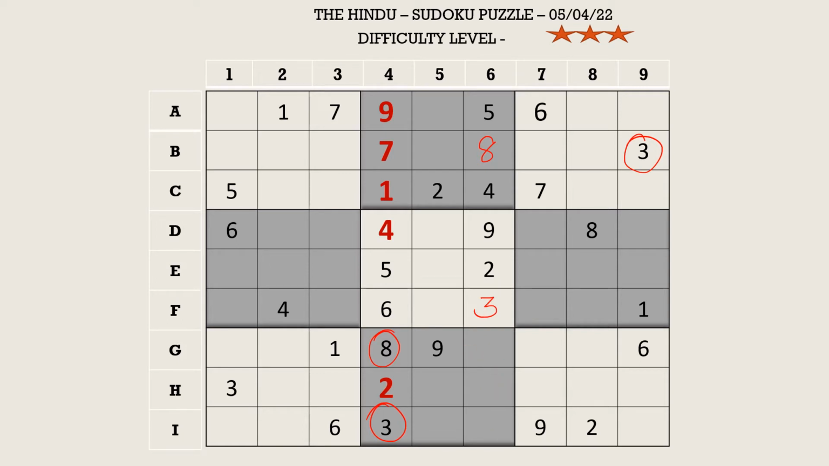Now the balance numbers are 1, 6 and 7. In G row you can see 1 and 6 blocking this cell. So G6 takes 7. Now the remaining numbers are 1 and 6. There is a 6 here in I row. So I6 takes 1 and H6 takes 6.